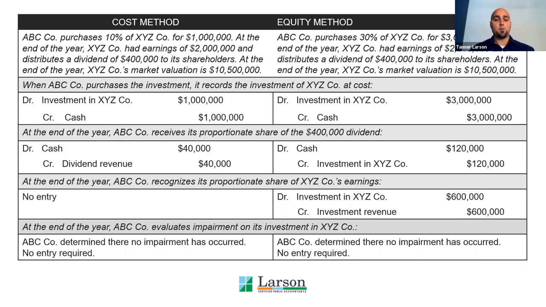Under both methods, you're required to evaluate for impairment at the end of the year. The market valuation has gone up from when they purchased, so ABC Co. has determined that no impairment has occurred, thus no entry is required at this point. Next slide.